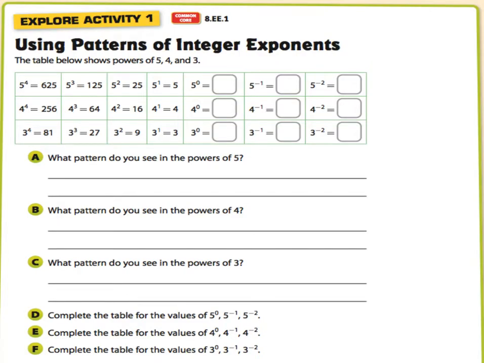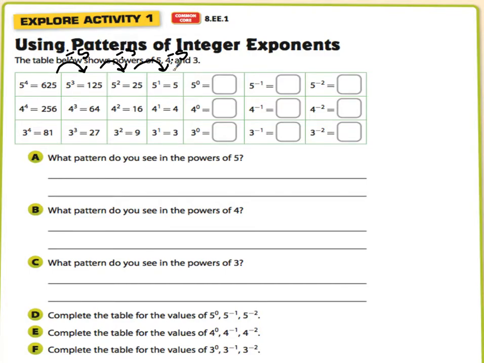All right, so if you take a look at this table, it shows us all the different exponents, starting with 5 to the fourth, third, second, first, and then to the 0. Well, if you look at what's happening each time, you end up dividing by 5. To go from 625 to 125, you divide by 5, and again divide by 5, and then divide by 5. So here we're at 5 to the first, which we know is 5.